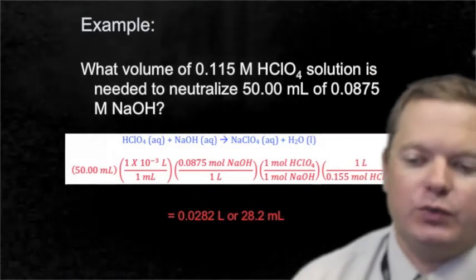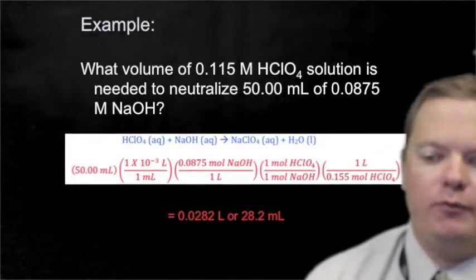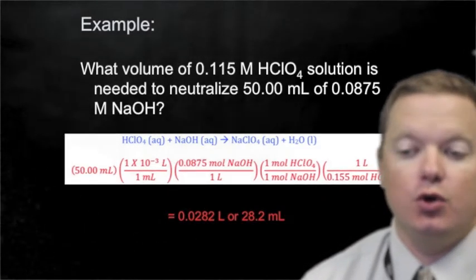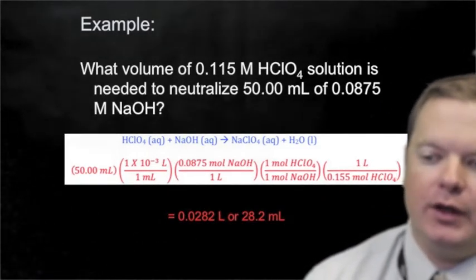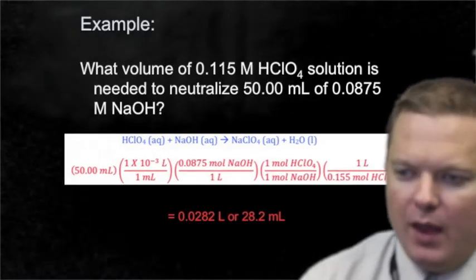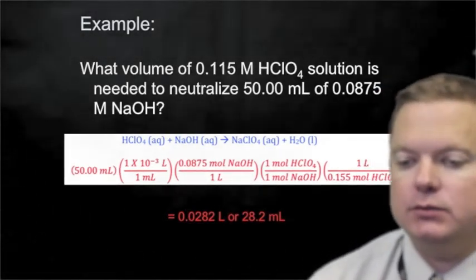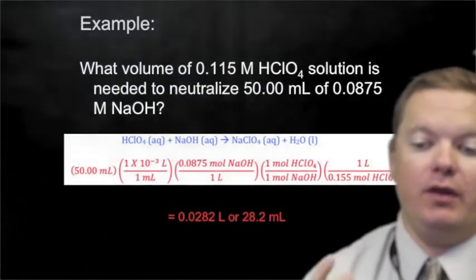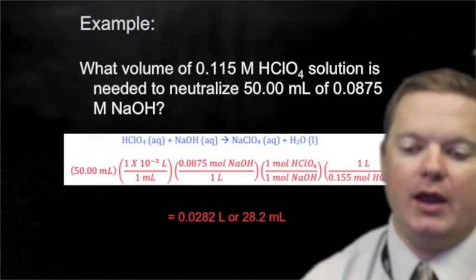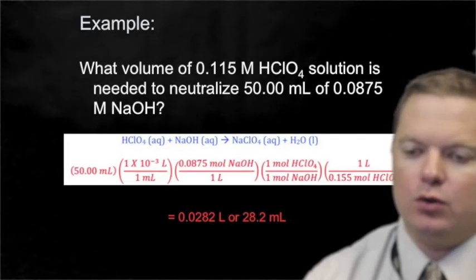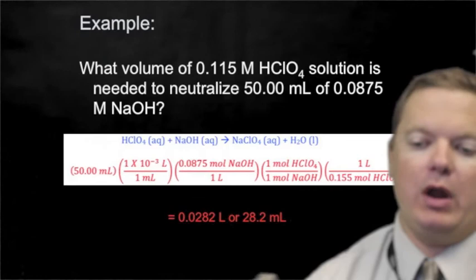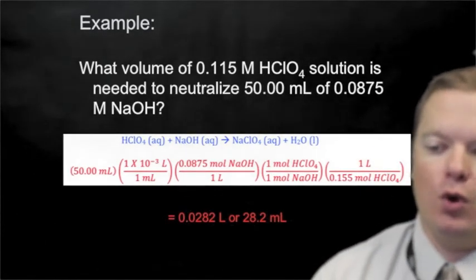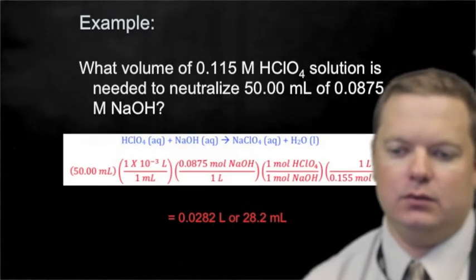So let's actually do one of these problems. What volume of 0.155 molar HClO4 solution is needed to neutralize 50 milliliters of 0.0875 molar sodium hydroxide? So we look at how those are related. For every one HClO4, the chloric acid, we're going to react one sodium hydroxide to form this salt, the sodium chlorate, and the water.